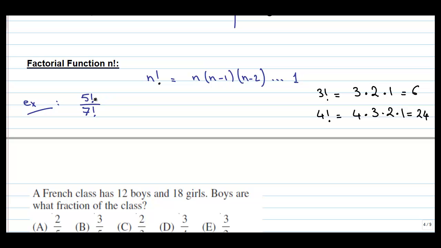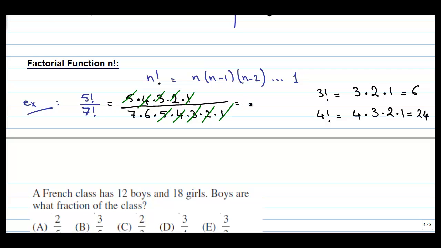Alright, let's work this example out. We have factorial 5, so I'm going to have 5 times 4 times 3 times 2 times 1. Then we do factorial 7: I have 7 times 6 times 5 times 4 times 3 times 2 times 1. A nice thing to do here is to cancel out the common numbers from up and down. You see here we have 1 and 1, 2 and 2, 3 and 3, 4 and 4, 5 and 5. What's left up top is nothing, which means 1.